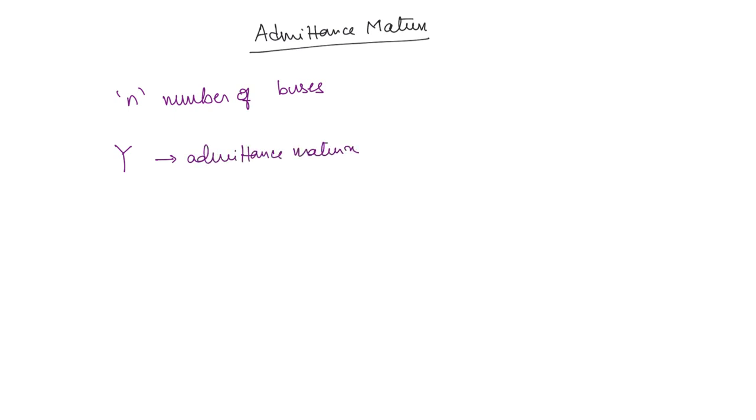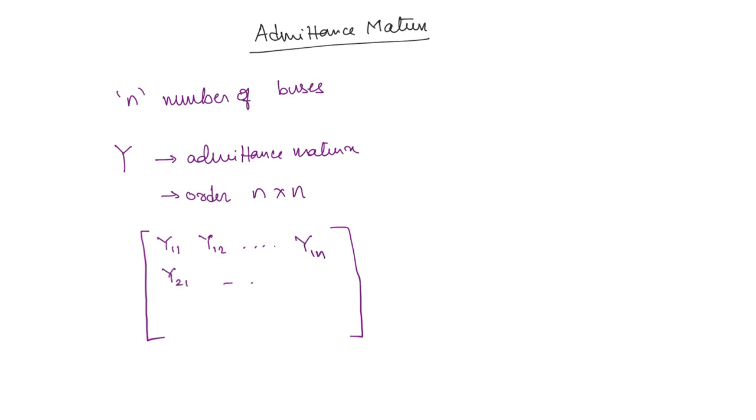and its order will be n by n if there are n number of buses. Now we will see what are the elements of the admittance matrix. So the admittance matrix, if you represent it, is capital Y11, Y12 and so on till Y1n, right? And in the second row you have Y21 so on till Y2n, and similarly the last row Yn1 so on till Ynn. This is an n by n matrix.